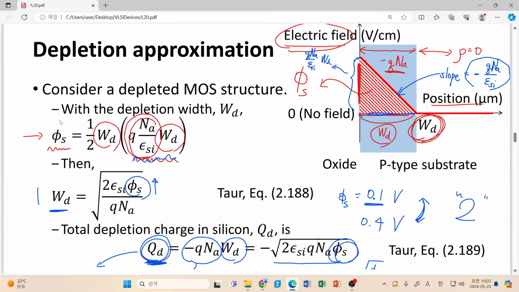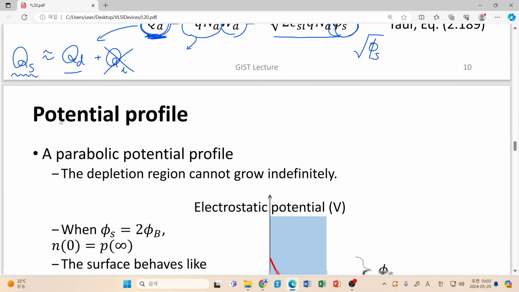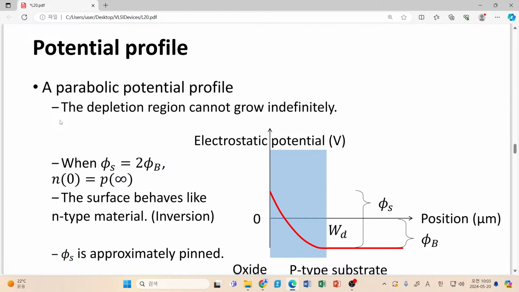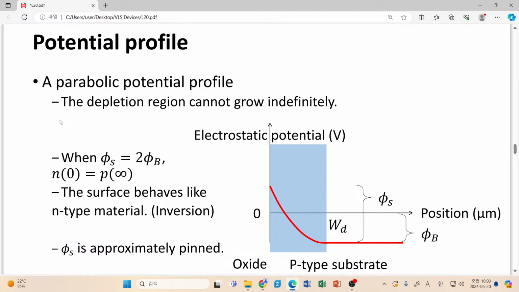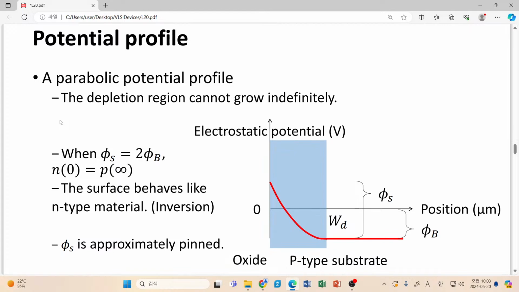Okay, so this is the depletion approximation. This is revealing the same one, but please let me do it following our textbook. This is a potential profile obtained from our depletion approximation. Here we have a certain potential. Here, why do we have this negative value?